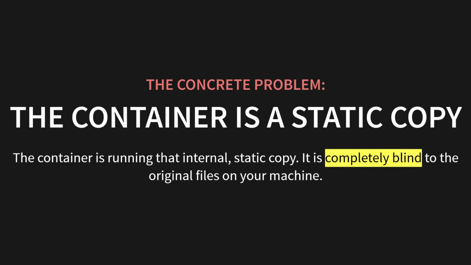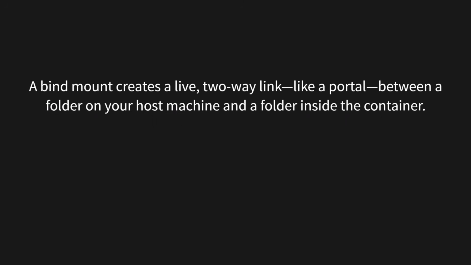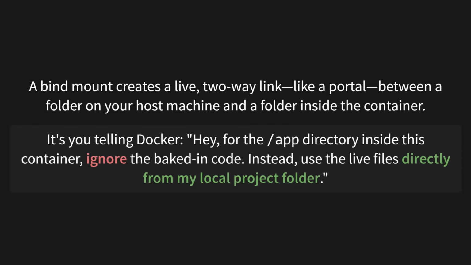So what's the abstraction that fixes this? We need a portal. We need bind mounts. A bind mount creates a live two-way link, like a portal, between a folder on your host machine and a folder inside the container. It's you telling Docker, hey, for the /app directory inside this container, ignore the baked-in code. Instead, use the live files directly from my local project folder.